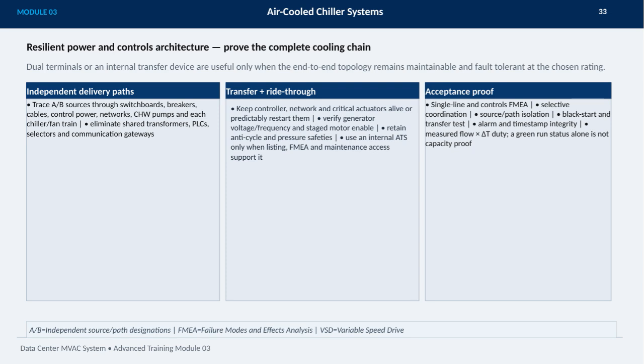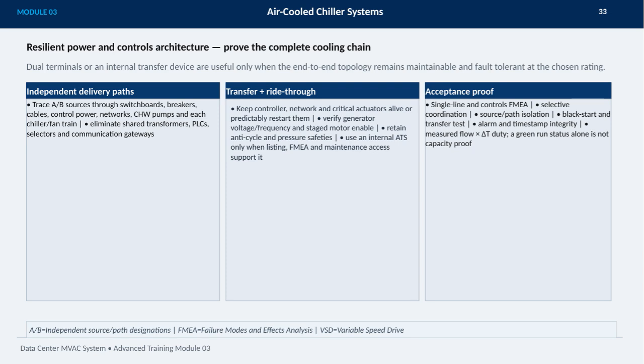Transfer and ride-through capabilities are equally vital. Controllers, networks, and critical actuators should remain operational or restart predictably during power events. This involves verifying generator voltage and frequency, staging motor enablement, retaining anti-cycle and pressure safeties, and using internal automatic transfer switches only when supported by listing, failure mode and effect analysis, and maintenance access.